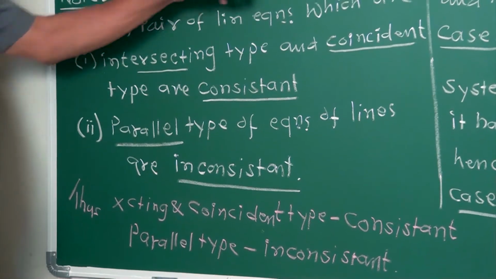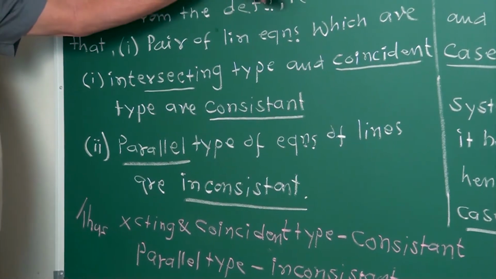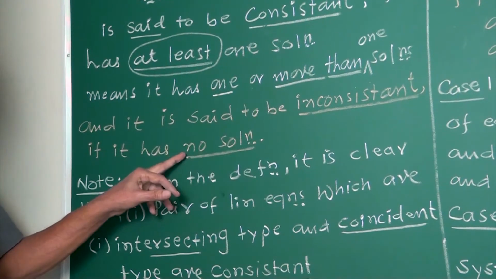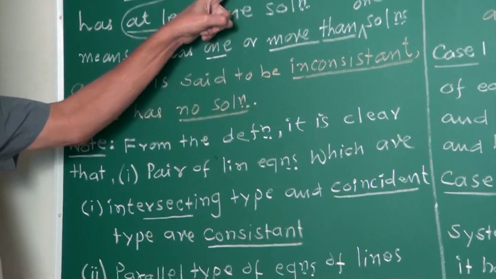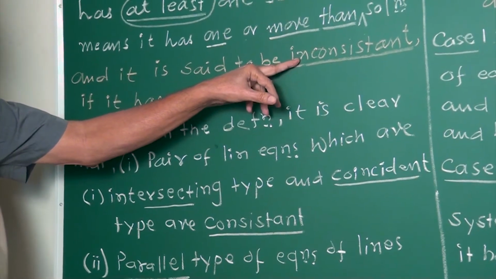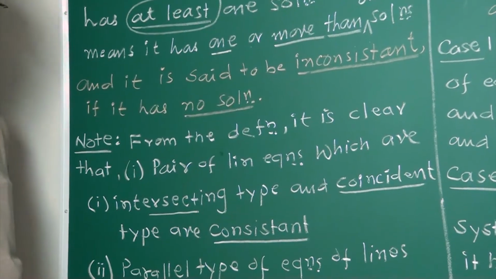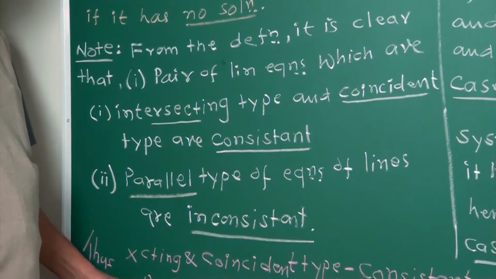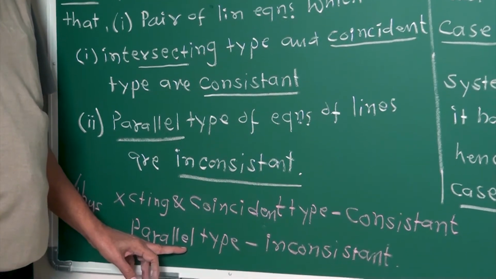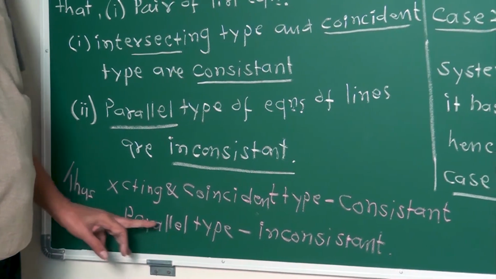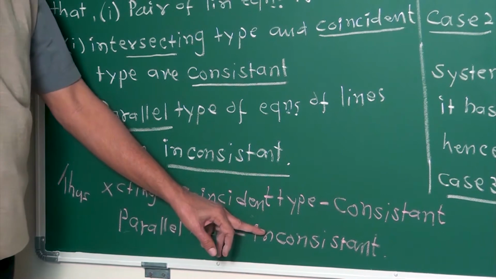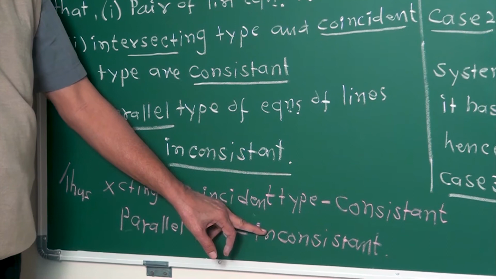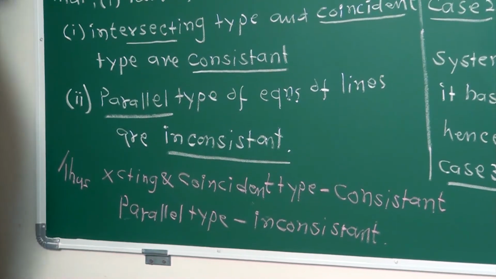Inconsistent, my friends, is the next definition. Consistent is the opposite of inconsistent; solution is the opposite of no solution. Solution means consistent, no solution means inconsistent. So in the case of parallel lines, there is no solution. Therefore, linear equations of the parallel type are always inconsistent equations. The system is inconsistent. Yes, my friends.